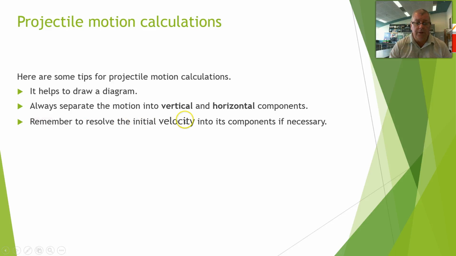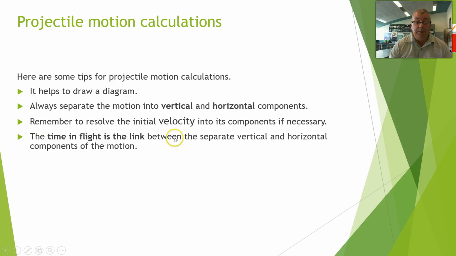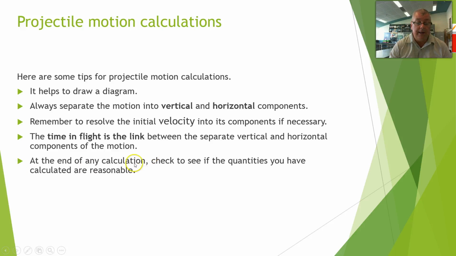Remember to resolve the initial velocity into its components if necessary. A lot of students miss that step and just go off using the velocity and then wonder why they get the wrong answer. The time in flight is the link between the separate vertical and horizontal components, as we've said before. At the end of any calculation, this is quite important, check to see if the quantities you have calculated are reasonable. If you're talking about a car jumping over a river and you get an answer of 250,000 meters, that tells you something's wrong. And that goes with all physics questions.